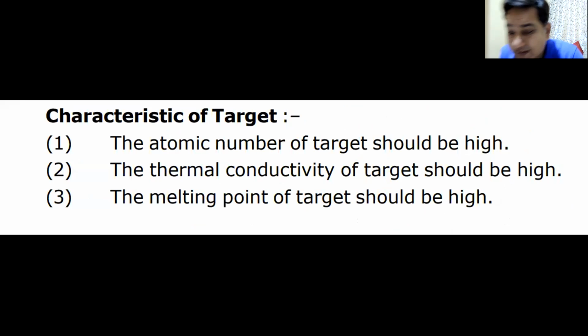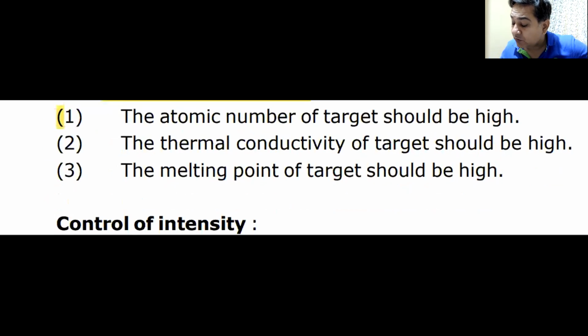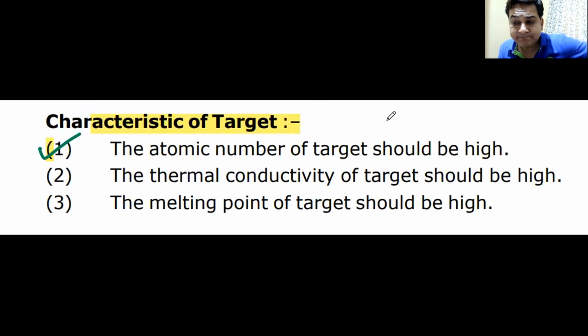Then these points are characteristics of the target. What should be the characteristics of the target? You have seen this target is subjected to immense things. So what are the characteristics of this target? And everything comes logically. The first point is the atomic number should be very high. Why do I need a high atomic number here? More number of electrons.